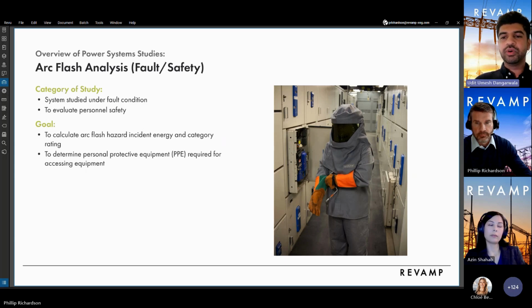The next study that we perform for substation design is the arc flash analysis. For arc flash analysis, the system is again studied under fault condition, and the analysis is performed to evaluate personnel safety. The goal of the analysis is to calculate the arc flash hazard incident energy and the hazard category rating. Based on the incident energy values and the voltage at equipment, the personal protective equipment, or PPE, which is required for accessing that equipment, is determined. Next slide, please.